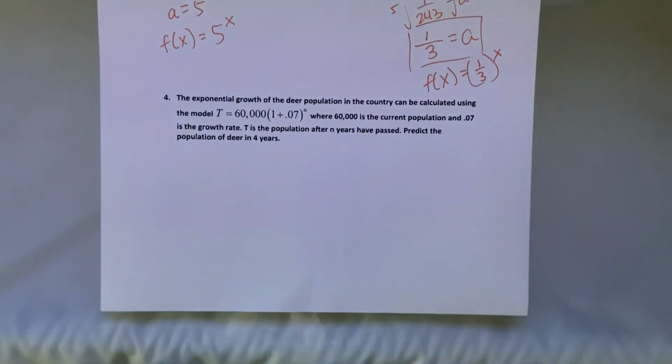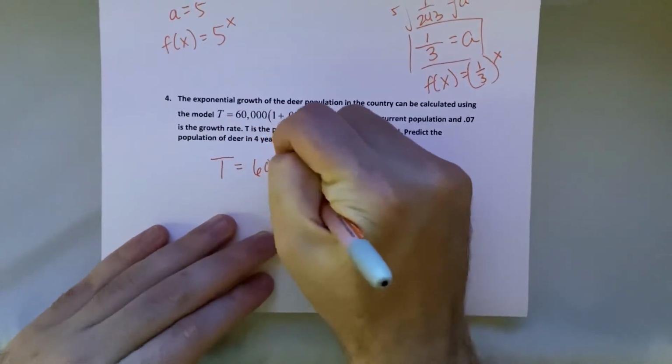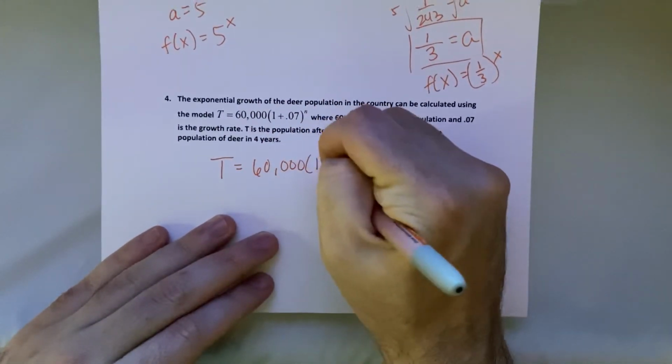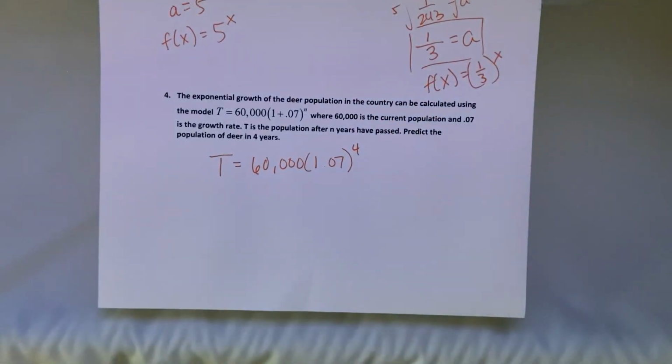The exponential growth of a deer population in the country can be calculated using the model t equals 60,000 times 1 plus 0.07 to the n, where 60,000 is the current population and 0.07 is the growth rate. Predict the population of the deer in 4 years. This is a fancy way of saying plug in 4 for n, 60,000 times 1.07 to the 4th. From here, you would have to use a calculator or even type it into Google. So let's see what we get when we do that.